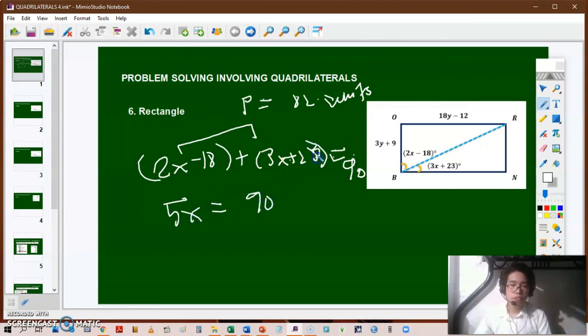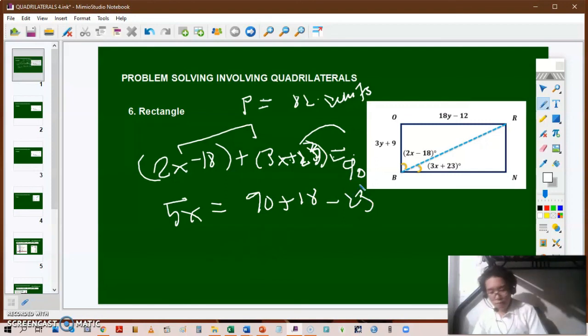Okay, so we have here two constants, 18 and 23. That's minus 18, and if we transfer that to the other side, that's going to be plus 18. And then you have here positive 23, and if you transfer that to the other side, it's going to be minus 23. So what's 90 plus 18 minus 23? That's going to be 85.